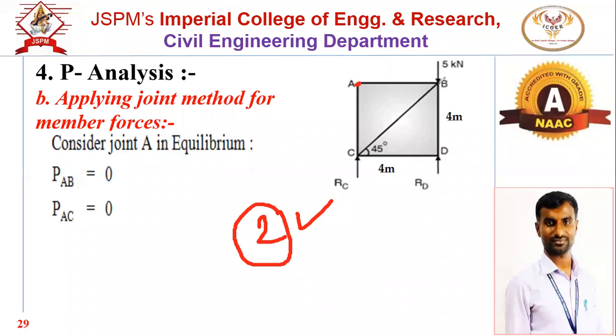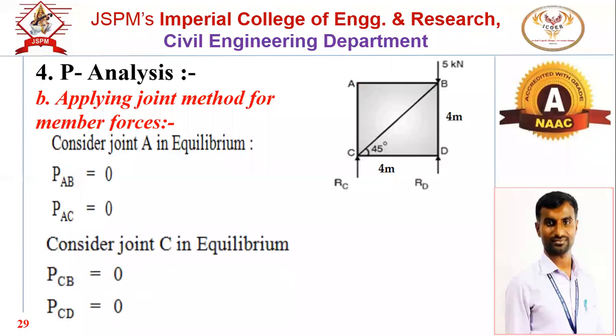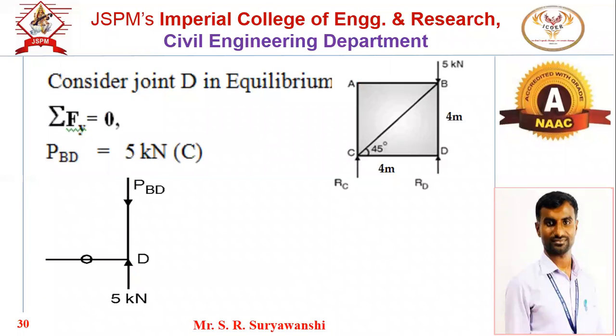Suppose if we consider the joint B initially, at joint B there are 3 unknown member forces. So initially we can't consider the joint B. So what point we have to remember? Select a joint where maximum 2 unknown forces are there. Maximum 2, minimum it should be 1. If you consider joint A or joint D, at joints A and D there are 2 unknown member forces, so we can select either joint A or joint D. That point we have to remember. Joint method, maximum 2 unknown forces we can work out. Okay, so we have worked out the P forces for the given truss.